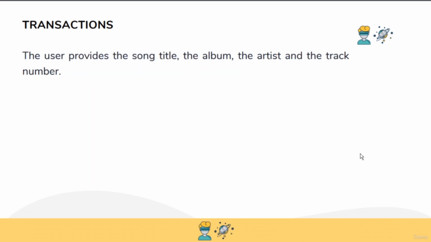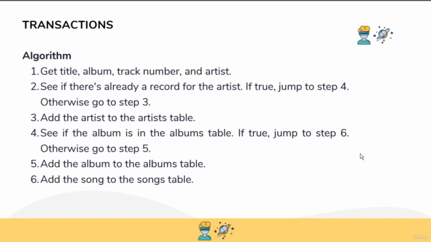The user is going to provide the song title, the album, the artist, and the track number. This is the algorithm that we need to follow. Get title, album, track number, and artist. This is the first step. Second step, see if there's already a record for the artist. If that's true, jump to step 4. Otherwise, go to step 3. In step 3, we're going to add the artist to the artists table.